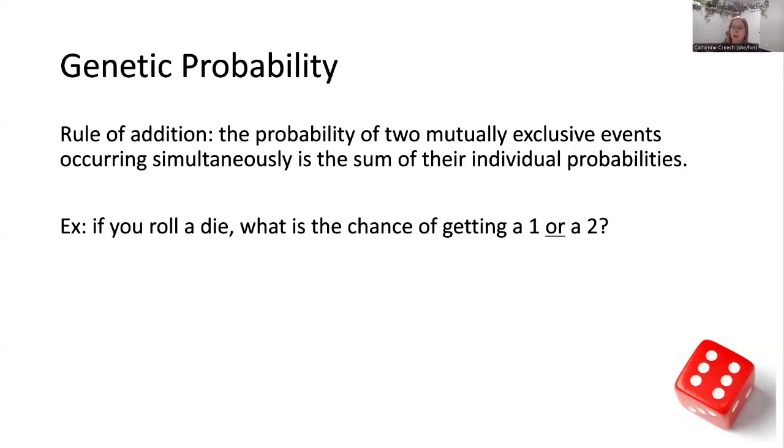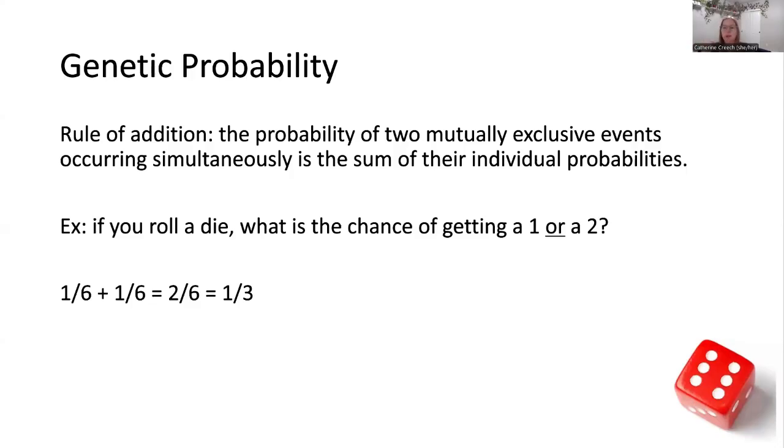To figure out whether or not you can roll a 1 or a 2, you would take the probability of rolling a 1, which is 1 in 6, because there's 6 sides on a die, plus the probability of rolling a 2, 1 in 6, and you would end up with a third. So the chances of rolling a 1 or a 2 on a die is 33%.